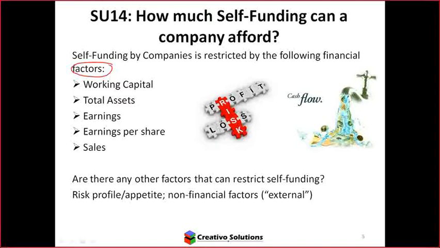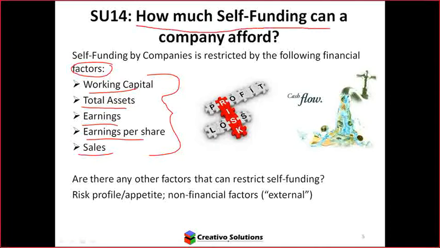The same thing happens with the company. The company is going to look at its working capital, its total assets, its earnings, its earnings per share, and its sales. Why is the company going to look at this? It's to determine its ability to cover or to self-fund. So the question that study unit 14 is trying to answer is, how much is the company able to afford in terms of self-funding? That's what study unit 14 is looking at.